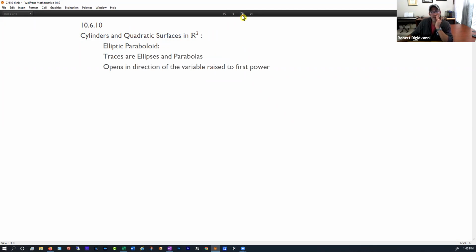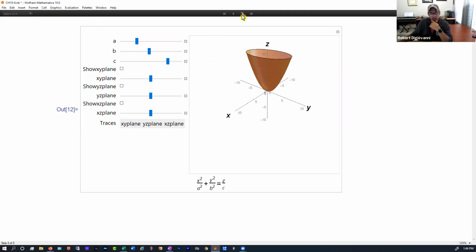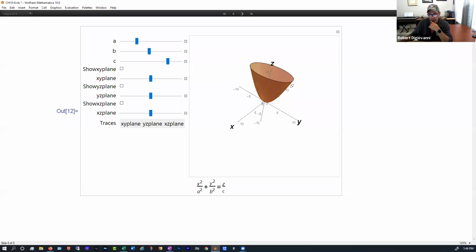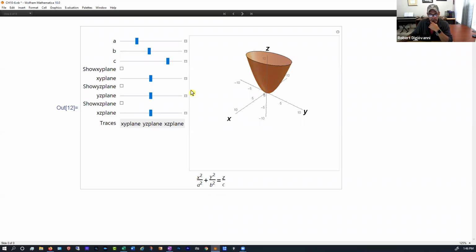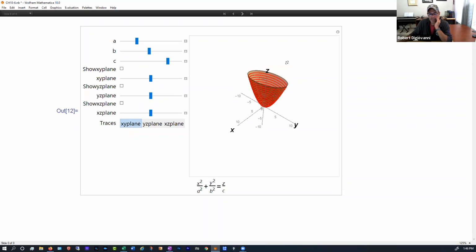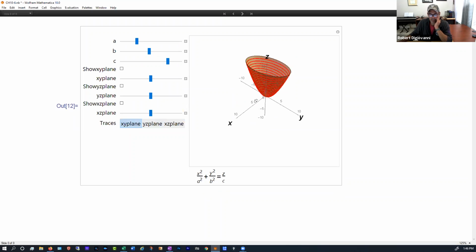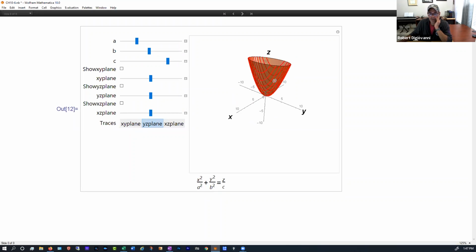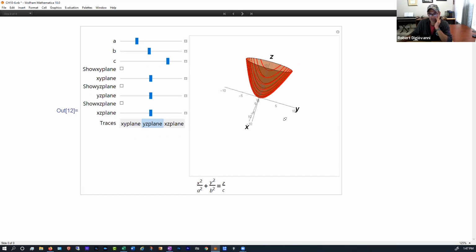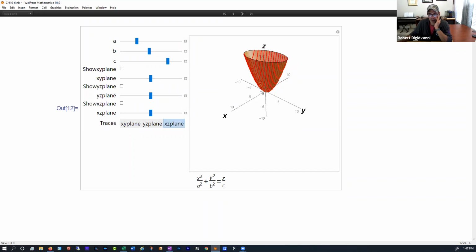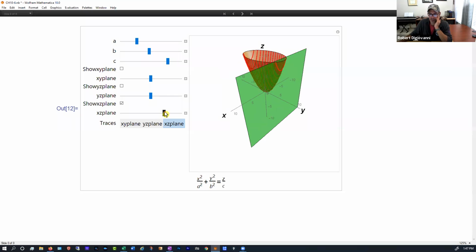Elliptic paraboloids. So an elliptic paraboloid is a surface where your traces are ellipses and parabolas. It's hard to imagine what that would be. You have ellipses and parabolas when you're cutting. It's really hard to maybe visualize that. So here it is. Let me show you. If we cut it with XY plane, we get a bunch of ellipses, right? If we cut it with YZ plane, do you see that we get a bunch of parabolas? We look from the side, those just look like a bunch of parabolas. And then if we cut it with XZ planes, we get parabolas in the other direction. As we move through here, we're always gonna hit a parabola.